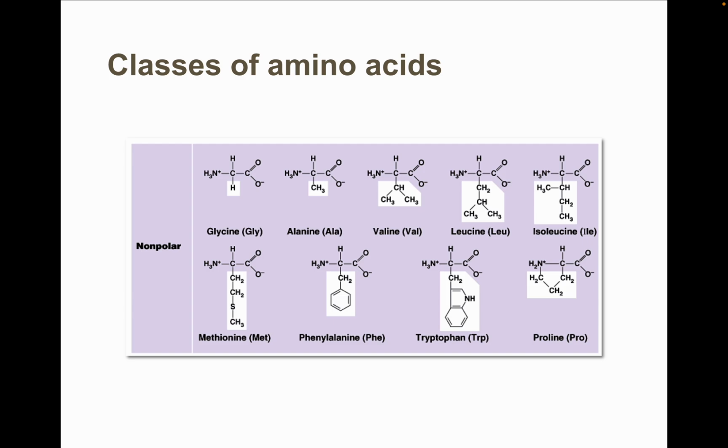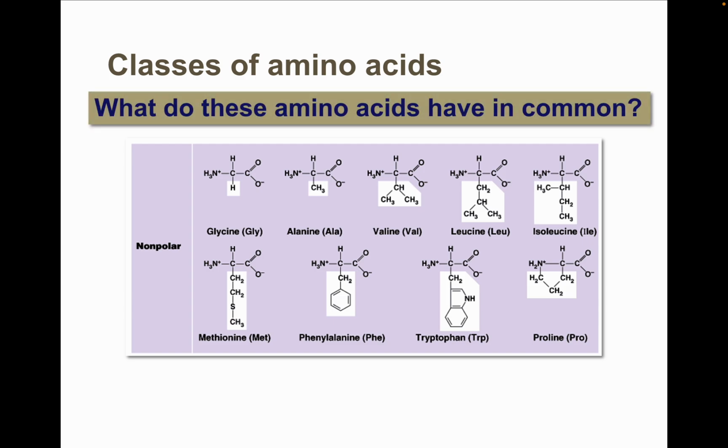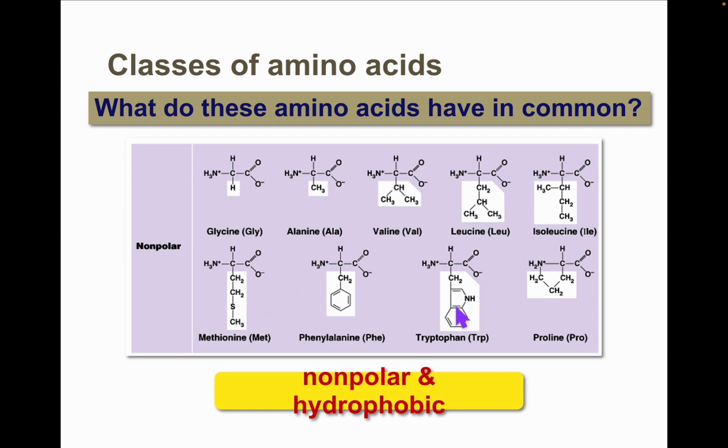So we have these different classes of amino acids, and what do all these amino acids have in common, right? What do these have in common? And you should be thinking to yourself, oh, we see lots of carbons and hydrogens, okay? These are our nonpolar and hydrophobic amino acids, right? And this is something that we've talked about a lot. The carbon and hydrogens, they share their electrons equally.